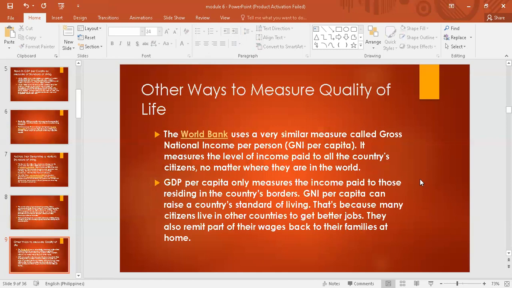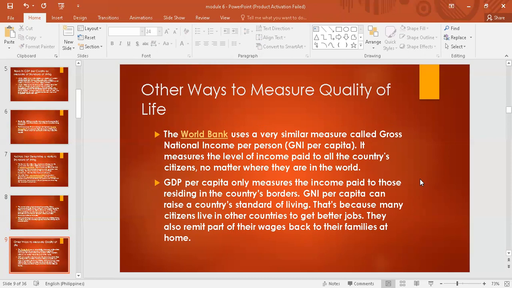Now, we have also other ways of measuring the quality of life or the standard of living in a particular nation. So, halimbawa, the World Bank uses a very similar measure called gross national income. Iba naman to. Meron tayong dalawang aspeto ng measuring the national income of a particular nation. Yung gross domestic product niya at saka yung gross national product. Ito naman, gross national income.